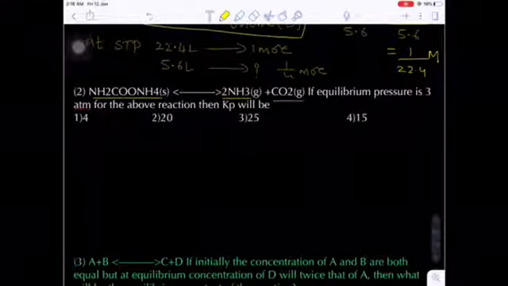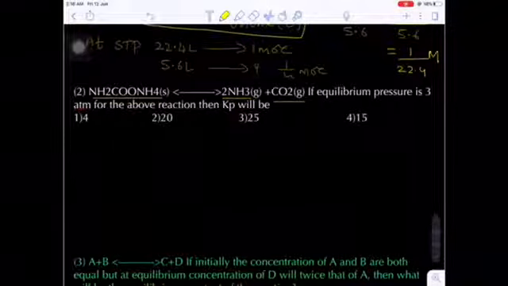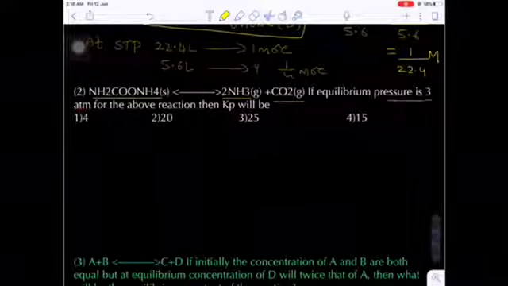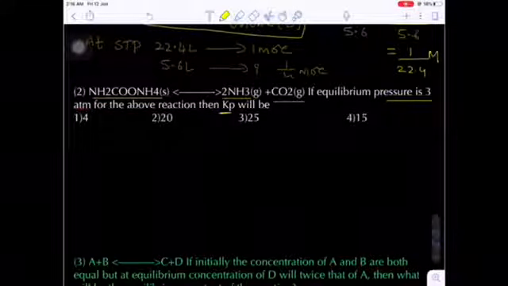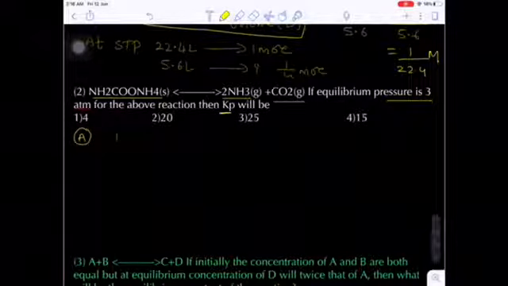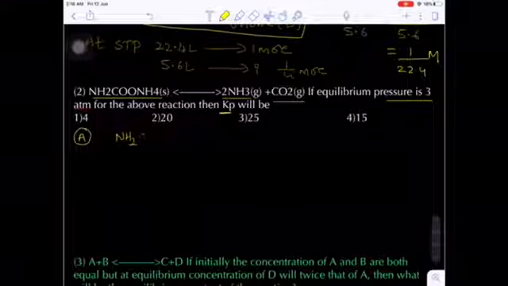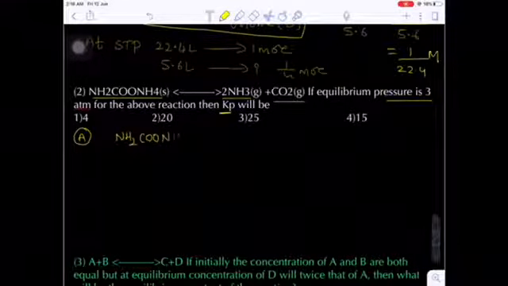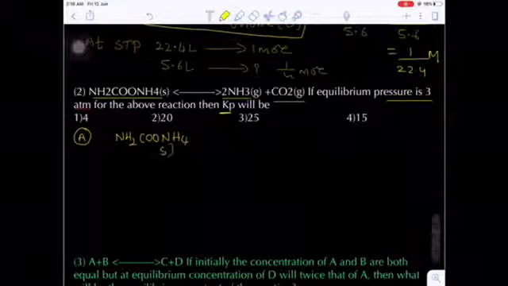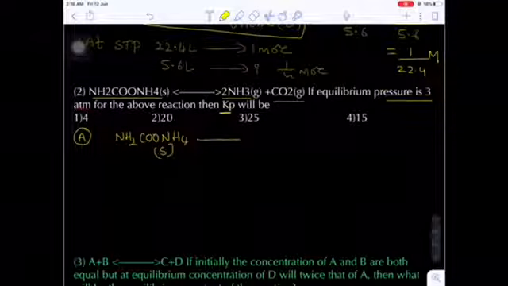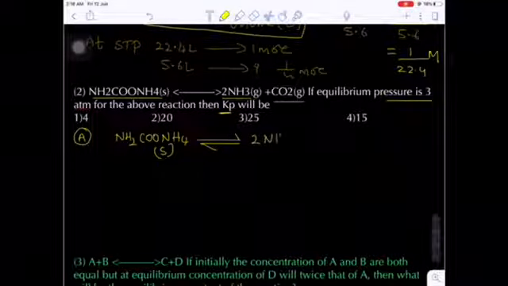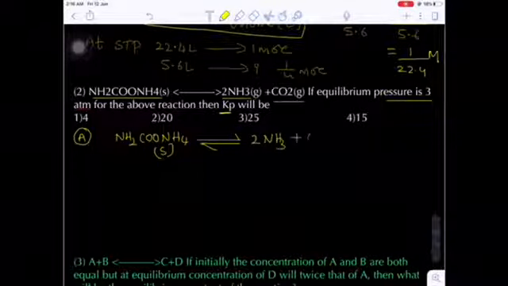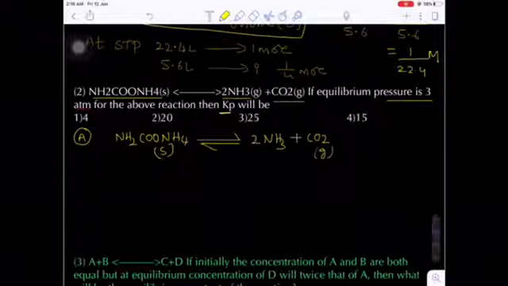Now the second problem: ammonium carbamate decomposes to give ammonia and carbon dioxide gas. The equilibrium pressure is given as 3 atm, then find the Kp value. Now here, first of all, what is the Kp expression? Ammonium carbamate on thermal decomposition gives ammonia and carbon dioxide.